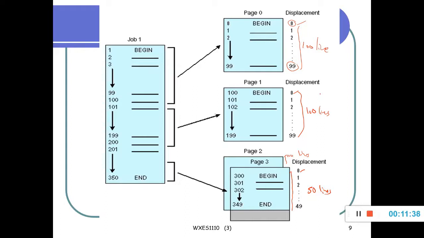If the OS needs to access line 214, it goes to page 2. So let's say the OS needs to access location 214. It is in page 2, and then it goes to line 14, the 15th line. The first line has a displacement of 0, the second line a displacement of 1, and so on. So this is just the displacement.